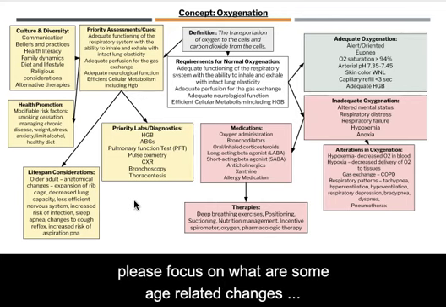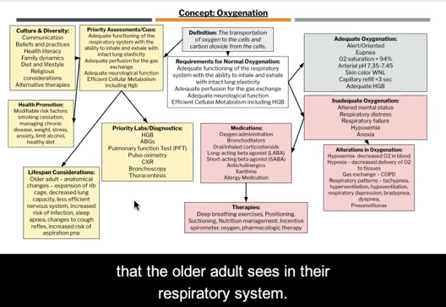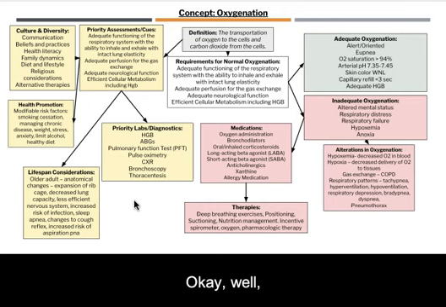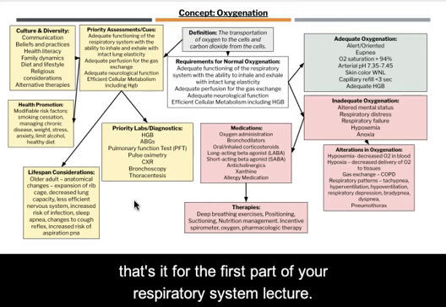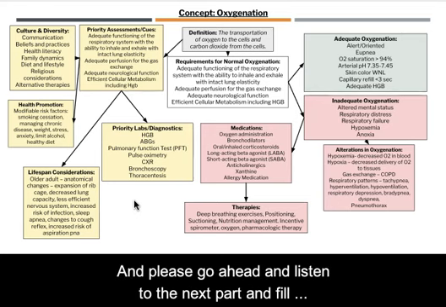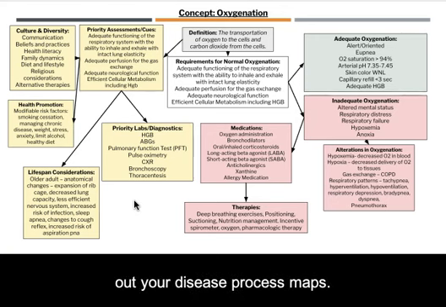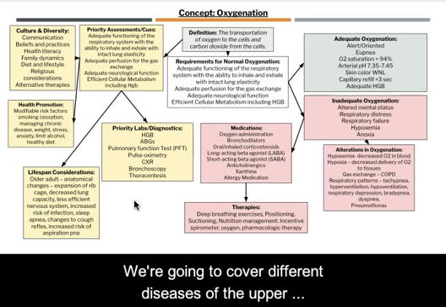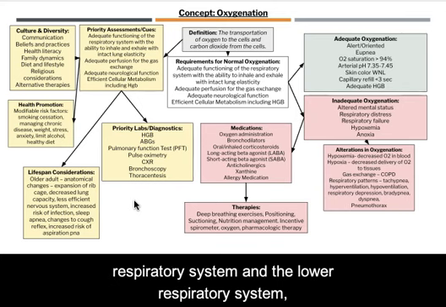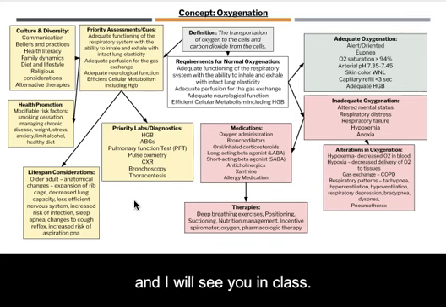So please focus on what are some age-related changes that the older adult sees in their respiratory system. Okay, well, that's it for the first part of your respiratory system lecture. And please go ahead and listen to the next part and fill out your disease process maps. We're going to cover different diseases of the upper respiratory system and the lower respiratory system. And I will see you in class.